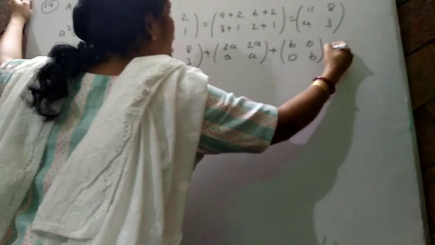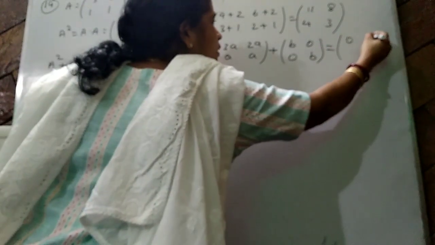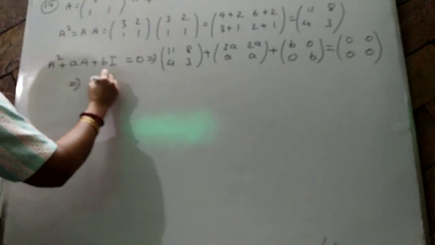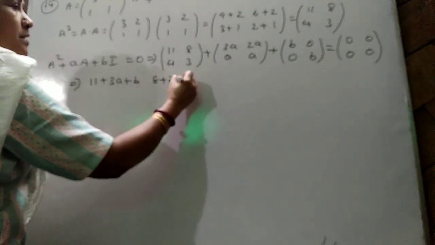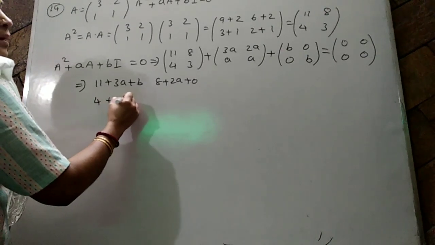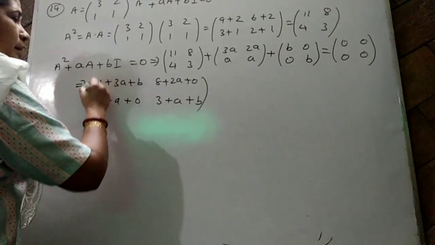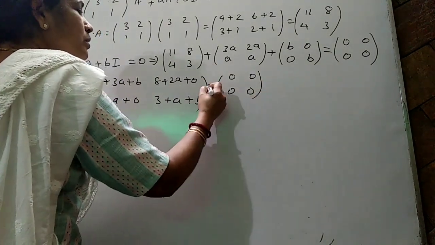That is equal to the null matrix they have given here. The condition given is 0, 0, 0, 0. Understood. Now if I simplify this, what I'm getting is 11 plus 3A plus B, and then 8 plus 2A plus 0. I'm adding corresponding elements. Then 4 plus A plus 0, and 3 plus A plus B equal to null matrix. If I equate corresponding elements, I will get it.